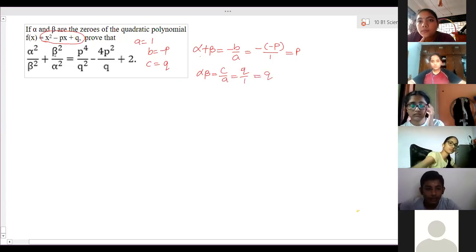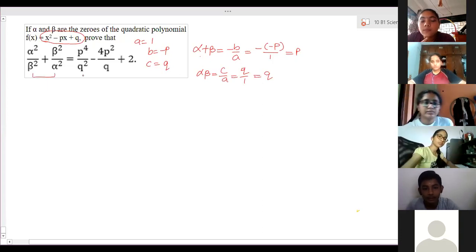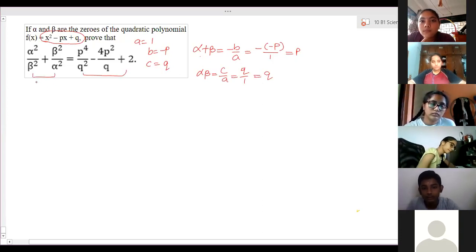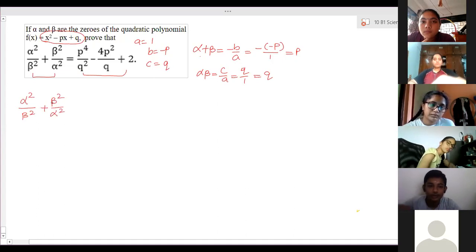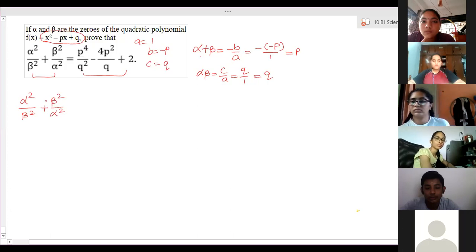Okay, clear? Now we have to find the value of this in terms of this. So we'll start with LHS. We have to find the value of alpha square by beta square plus beta square by alpha square. Now don't write, please. Understand and then copy down.